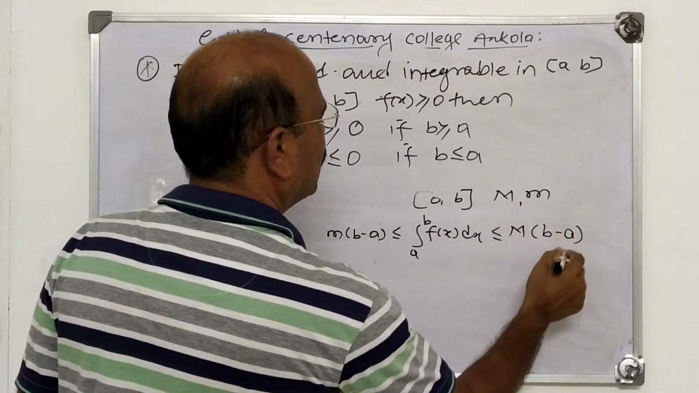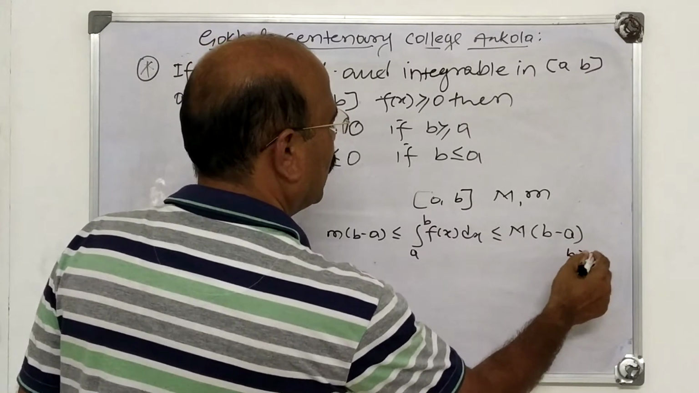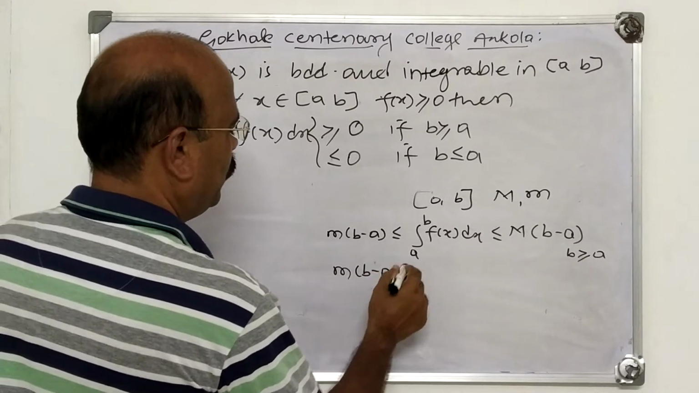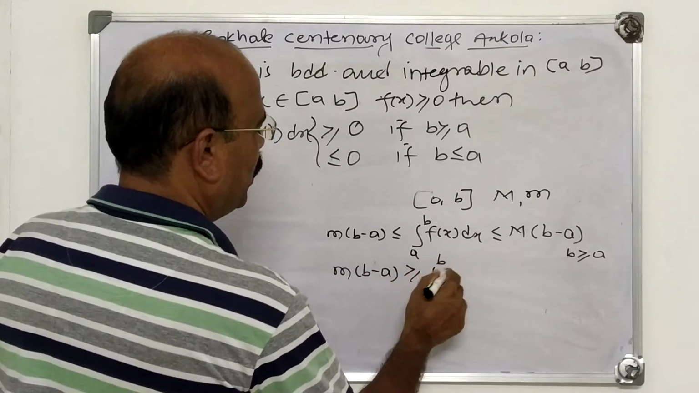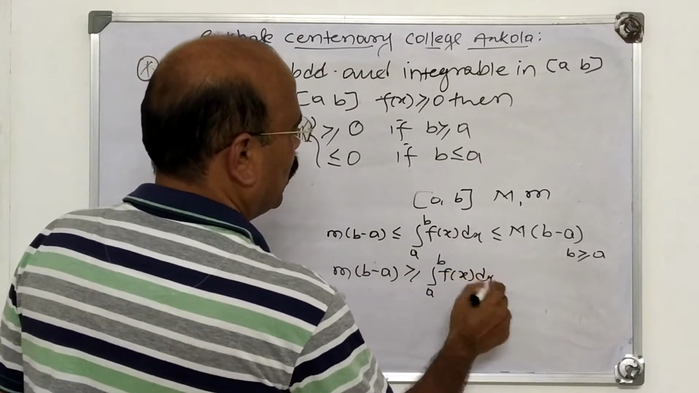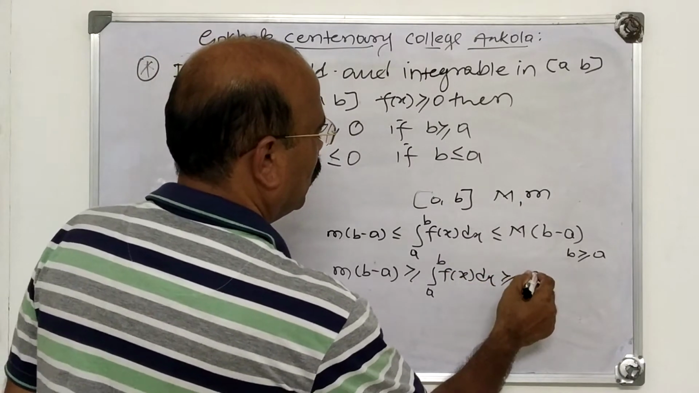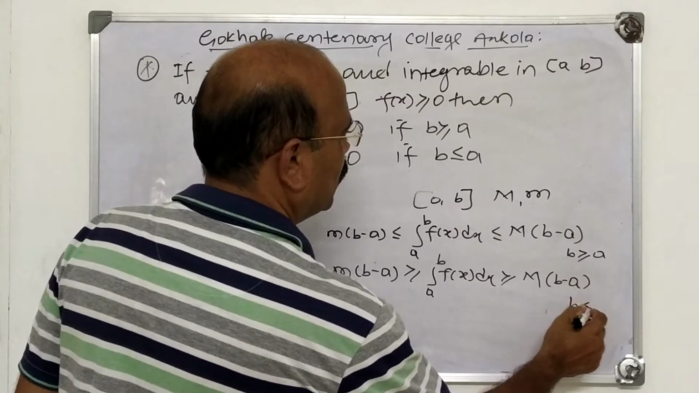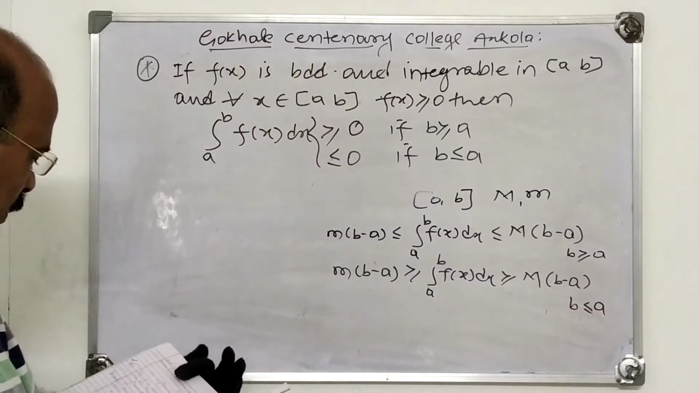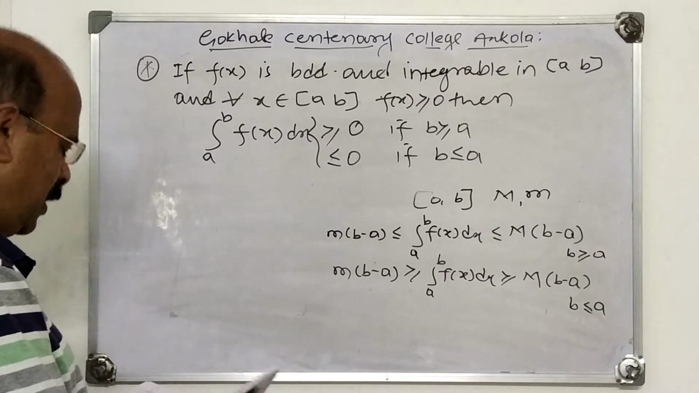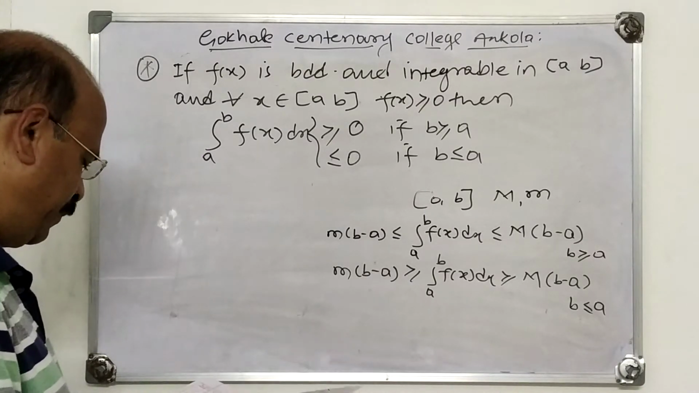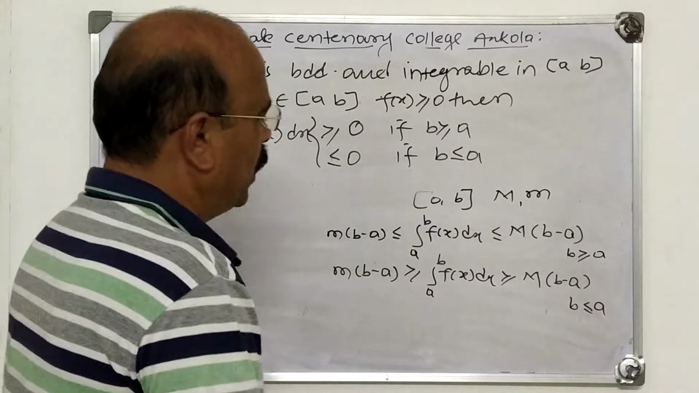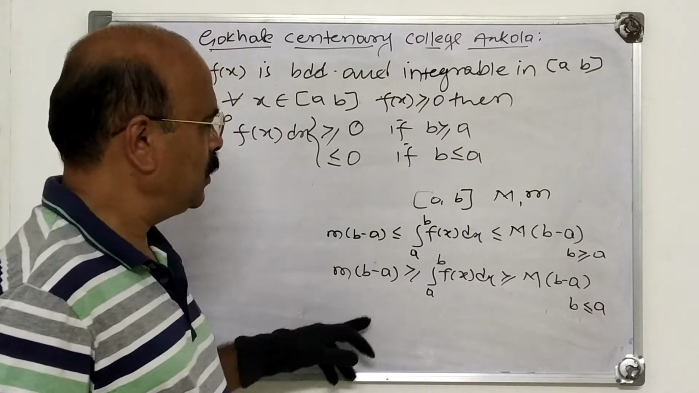capital M into (b minus a) if b is greater than or equal to a, and m into (b minus a) is greater than or equal to the integral from a to b of f(x) dx, which is greater than or equal to capital M into (b minus a) if b is less than or equal to a. Correct? This is the inequality that you have studied. If b is equal to a, the result is obvious.